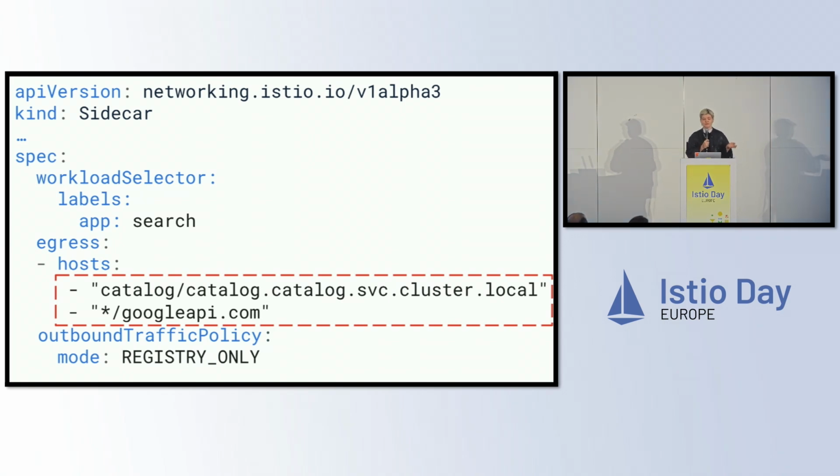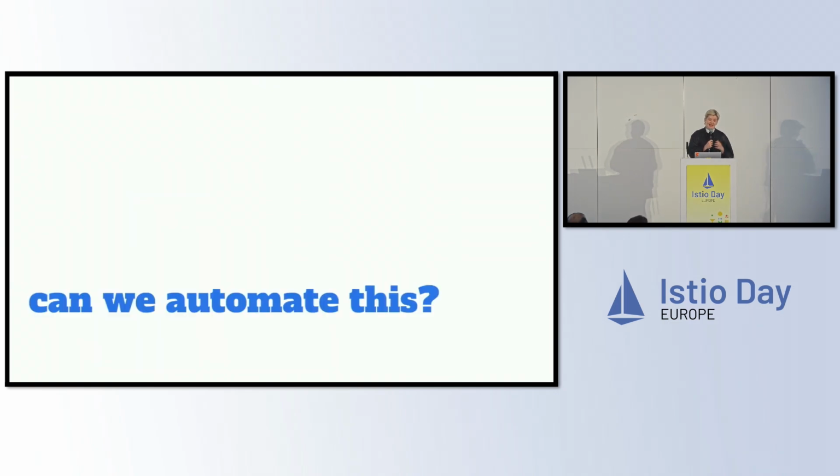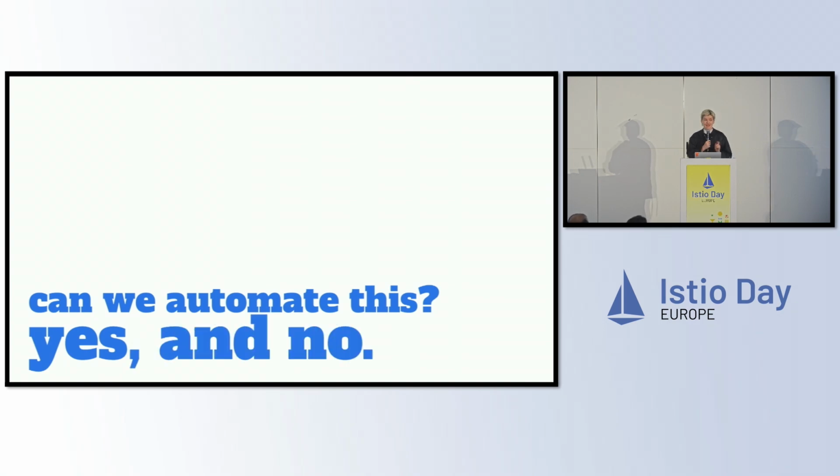Great. So we have configured our resource, we've made some design decisions along the way, and what is left to do is for every workload in our cluster to figure out what are the external hosts that this service needs to talk to. Easy, right? Well, depending on your cluster, it might be. And the first question that we ask ourselves is: is this something that we can automate? And the answer to that is yes and no.